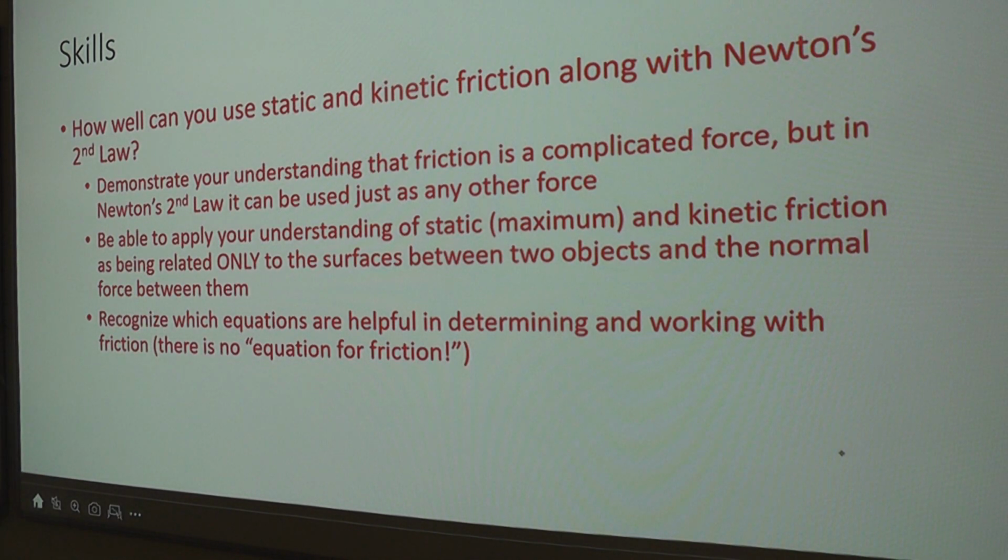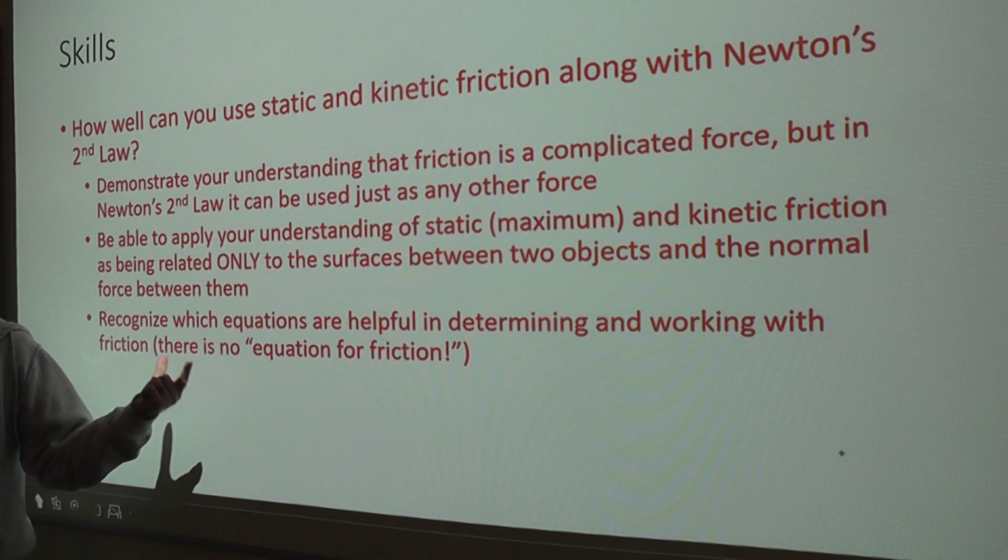Okay. And then the last piece is that if you start with the assumption that there is an equation for friction, you can work yourself into circles, because you're like, well, I need to know friction. This is the friction equation. I don't know this, and I don't know this. To find those, I need to find the force of friction. And to find the force of friction, I need to use the friction equation. And you get lost in this endless circle.